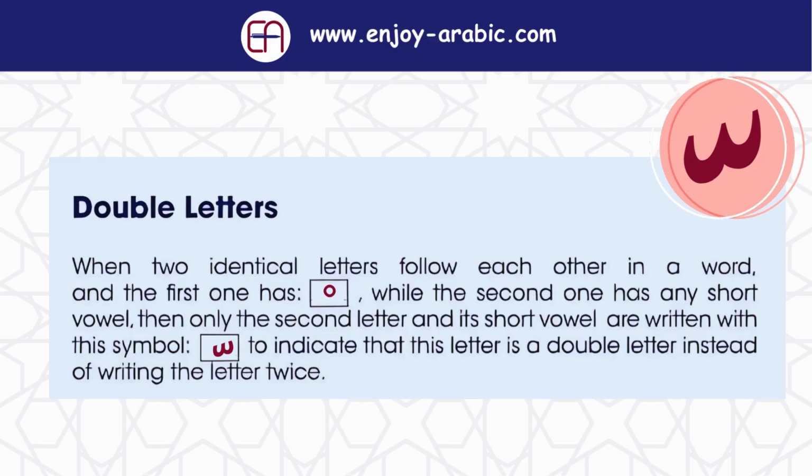Double letters. When two identical letters follow each other in a word, and the first one has this symbol, while the second one has any short vowel, then only the second letter and its short vowel are written with this symbol to indicate that this letter is a double letter instead of writing the letter twice.